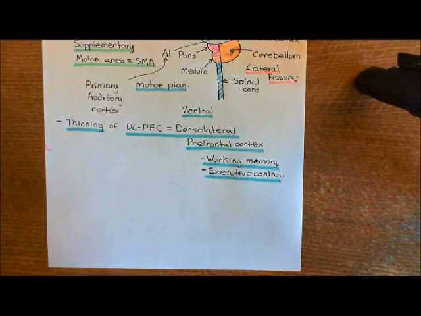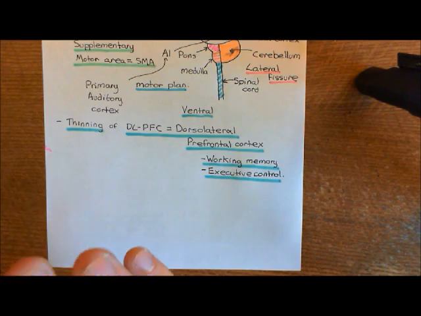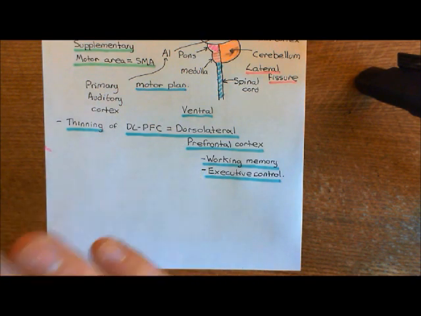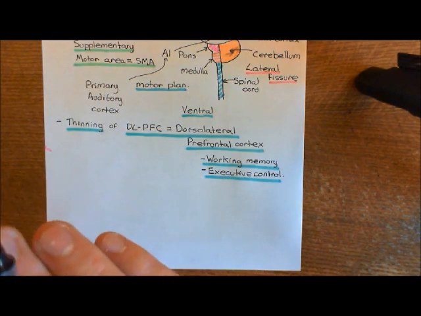Now, I want to tell you more about the nature of the thinning of the dorsolateral prefrontal cortex, because you might be thinking, what's happening to the cerebral cortex? Remember, the cerebral cortex is the place where all of the neurons have their cell bodies. So if it thins, you might think that neurons in the dorsolateral prefrontal cortex are dying. In the case of schizophrenia, it doesn't seem to be that neurons are actually dying.